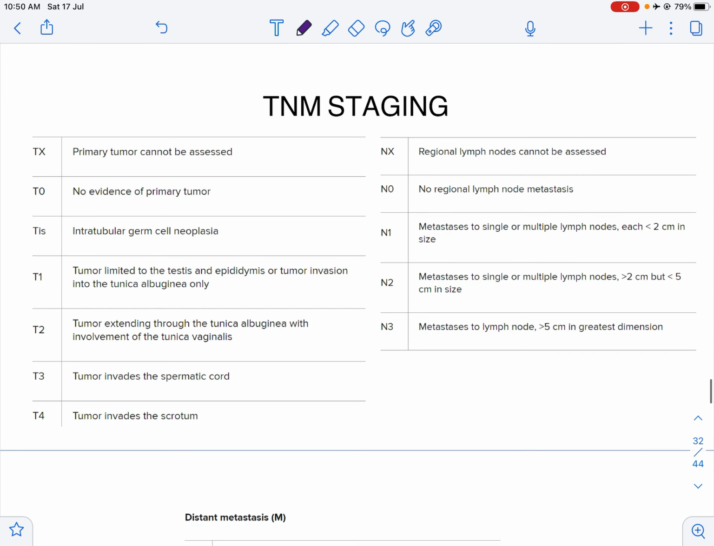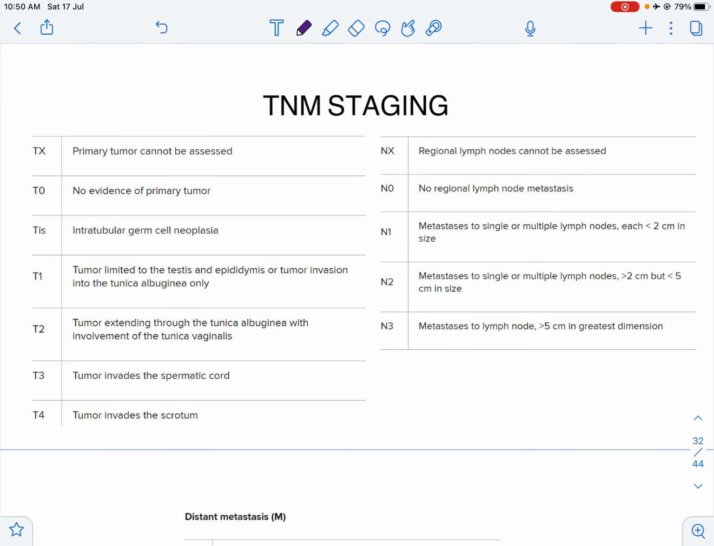Next, let us look at the TNM staging. TX means that the primary tumor cannot be assessed. T0 means there is no tumor. TIS usually stands for in situ. Here TIS stands for intratubular germ cell neoplasia. This means it is a germ cell neoplasia of the intratubular. Intratubular means within the seminiferous tubules.